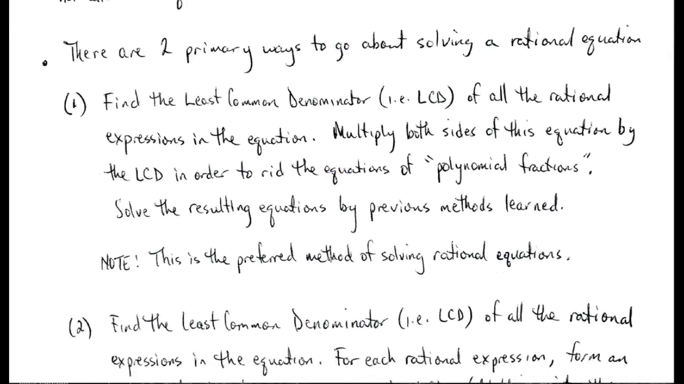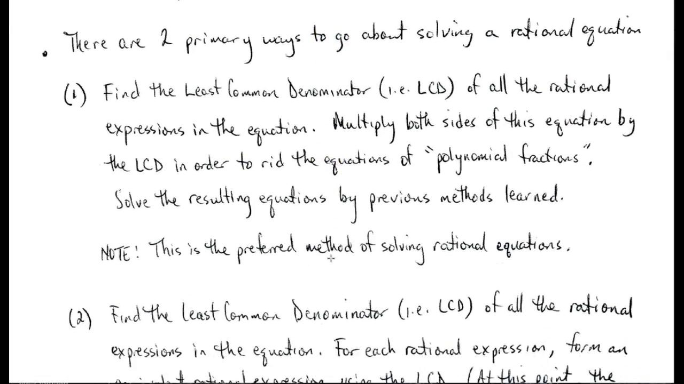Now, there are two primary ways to go about solving a rational equation. One way is to find the least common denominator of all the rational expressions, and then you multiply both sides of the equation by the LCD in order to get rid of the polynomial fractions. This will be the method that I'll be using in this video. Okay.